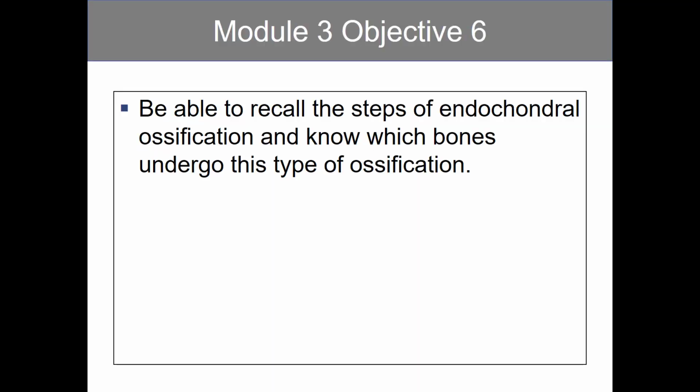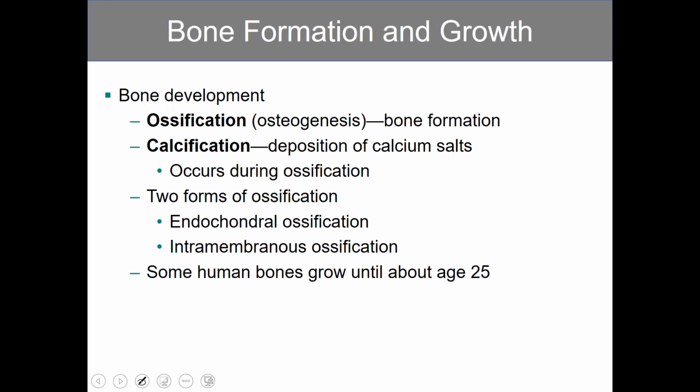Module 3, Objective 6: be able to recall the steps of endochondral ossification and know which bones undergo this type of ossification. Ossification is bone formation, and calcification refers to the deposition of calcium salts within bone. Calcification is a process that occurs during bone formation.